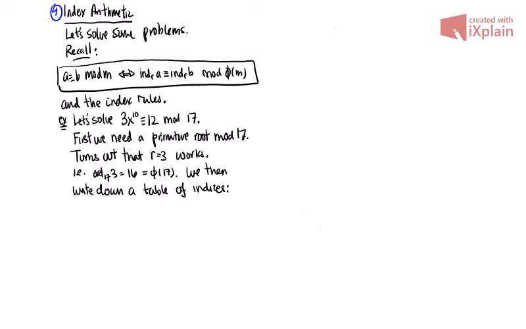So just to be clear, the way that we find this is by taking all the powers of 3 and seeing what we get, right? So we do 3 to the 1, 3 to the 2, 3 to the 3 up to and including 3 to the 16. We do all of those mod 17. And then for each we get an index statement.